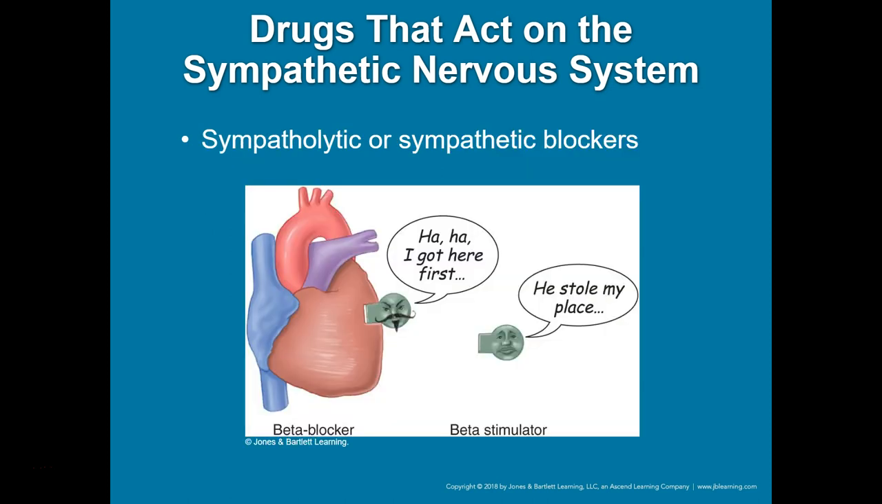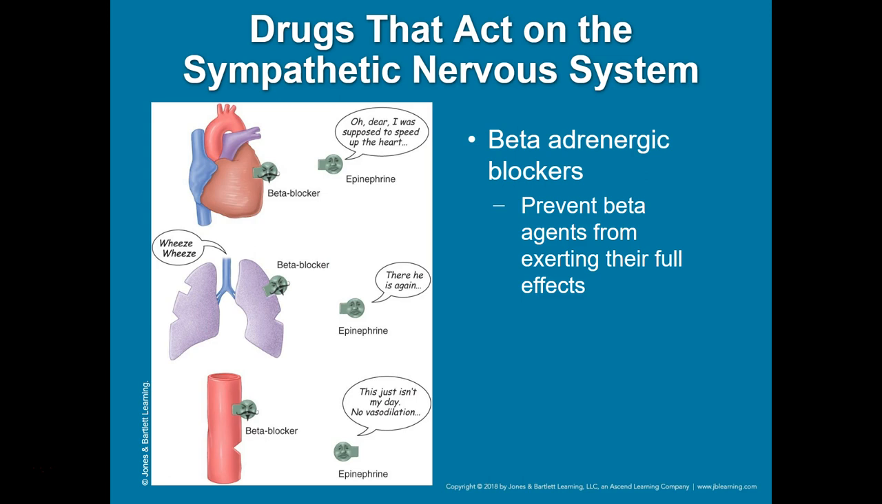Sympatholytic or sympathetic blockers prevent the fight or flight response. It's going to be that rest and digest. Got a beta blocker that comes in and says, ha ha, I got here first. And so the beta stimulator, maybe it's epi, the agonist, is unable to bind to that receptor site because there's already a beta blocker on there. It has a higher efficacy in this case. Beta blockers prevent the beta agents from exerting their full effects. Could be in the heart, lungs, or on the vasculature there.